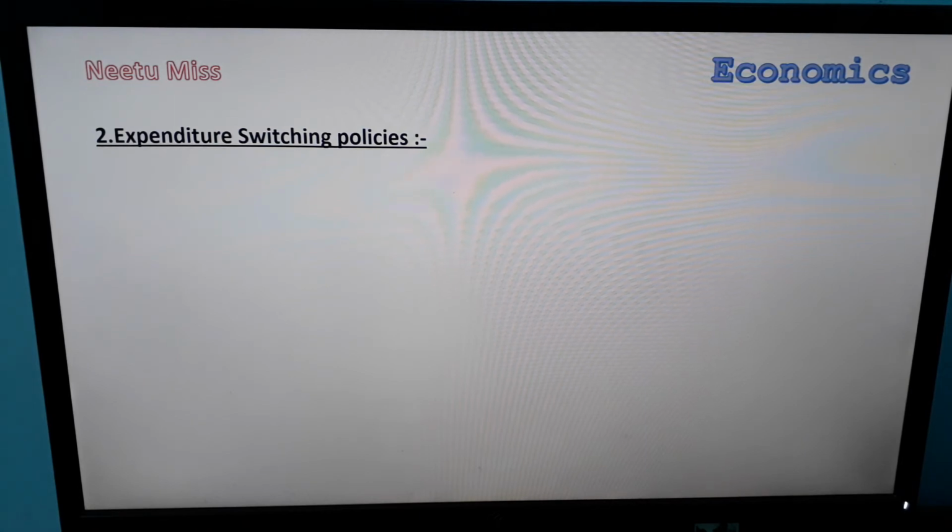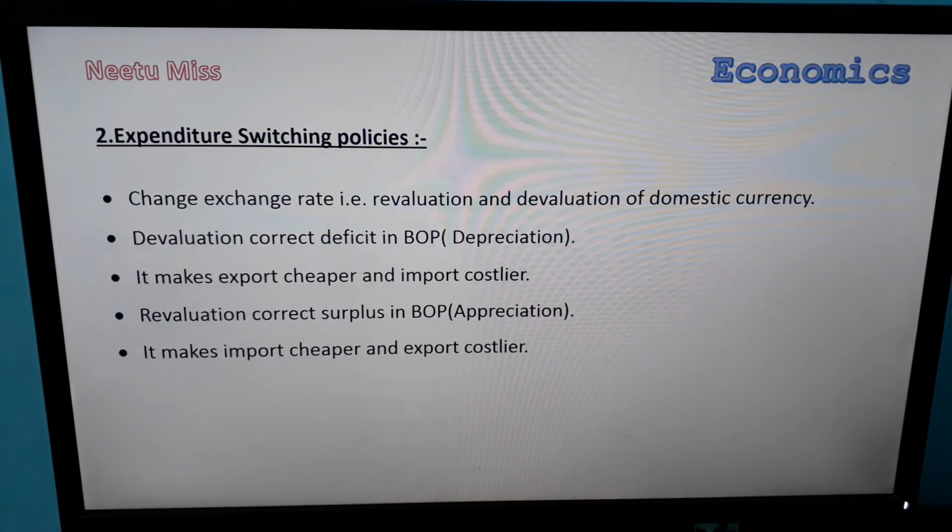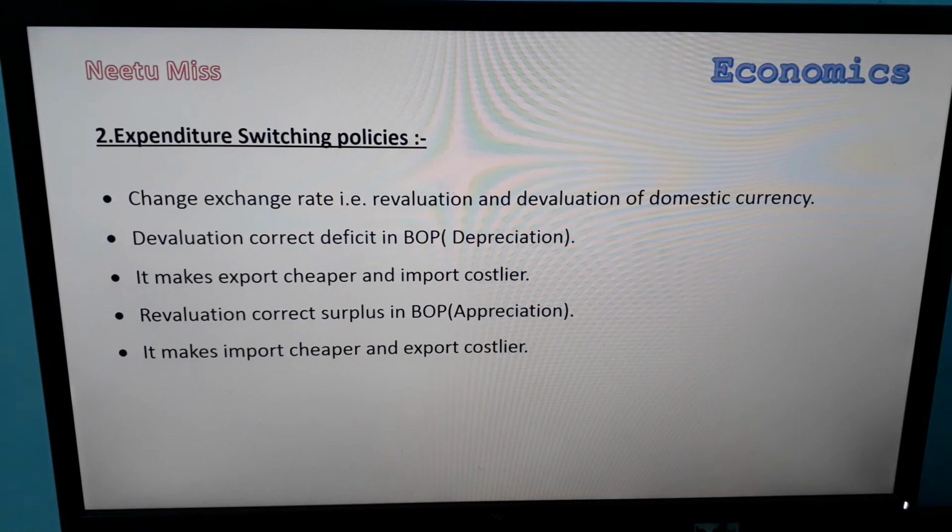Next policy is expenditure switching policy. In expenditure switching policy, there will be a change in exchange rate. Exchange rate means the value of one currency against another currency. That is, either there will be revaluation or devaluation of domestic currency. Revaluation means increasing the value of our currency against foreign currency. If $1 equals 60 rupees, and after some period $1 equals 40 rupees, that is called revaluation.